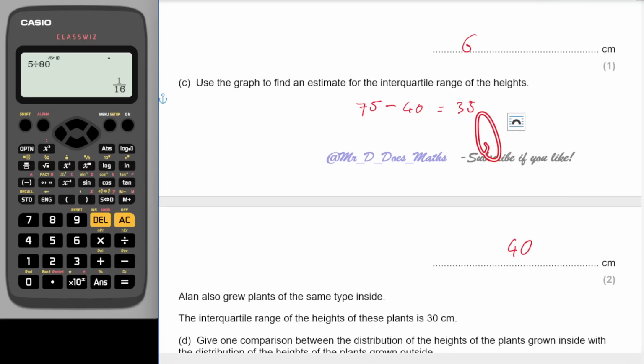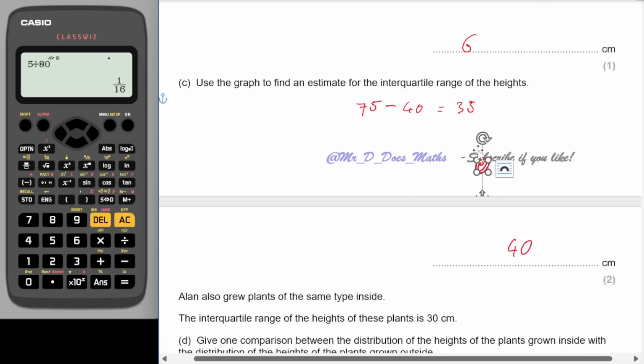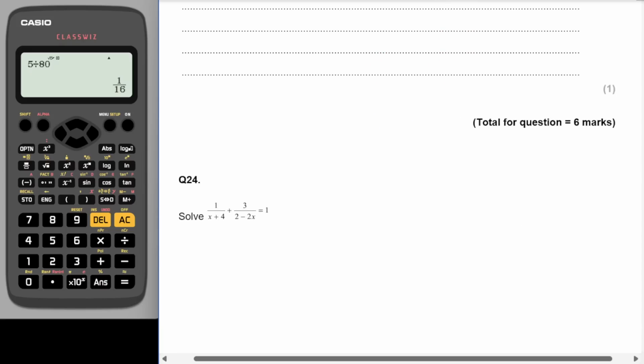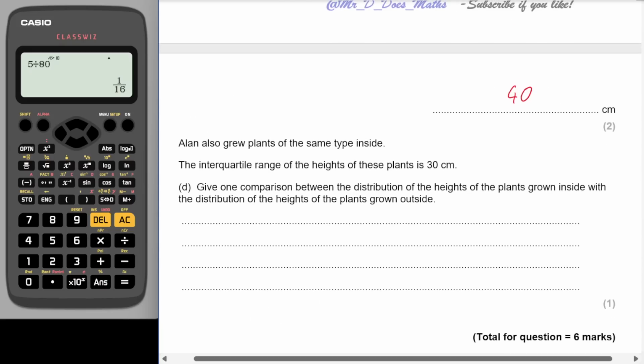Right, let's undo that. There we go. Sorry about that. Okay, so Alan also grew plants of the same type inside. The interquartile range for these plants was 30 centimeters. Give one comparison between the distribution of heights of the plants grown inside with the distribution of plants grown outside.